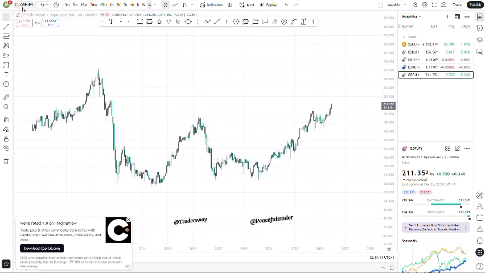So let's dive into the chart. You can see we are in the pair called GBP, which is Great British Pound Japanese yen. So we are in the monthly time frame.